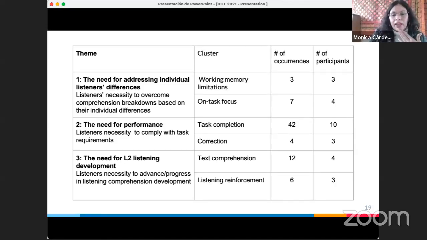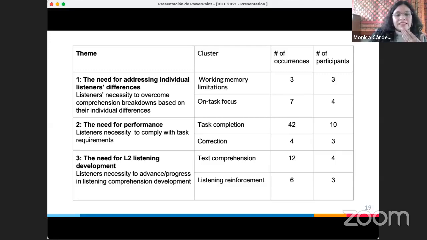I will explain each one of them and provide some sample data. As you can see in this table, the first theme, or the first reason that explains why students use those audio video control buttons, is the need for addressing individual listeners' differences. And this theme is made up of 2 clusters: working memory limitations and on-task focus.